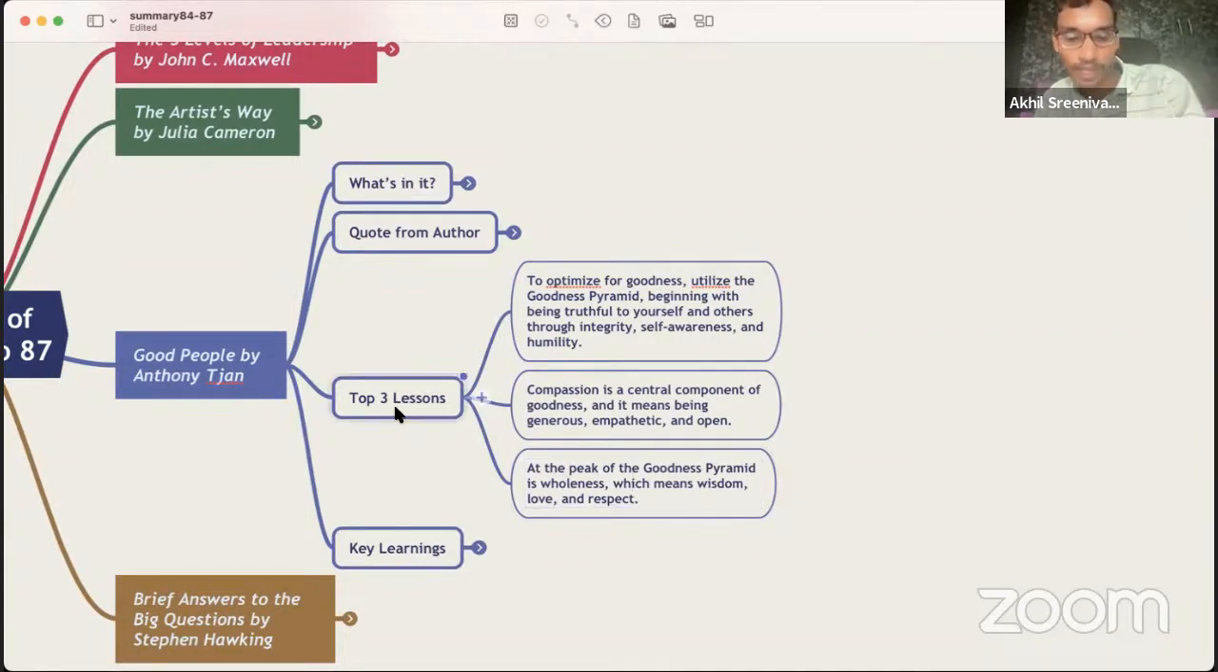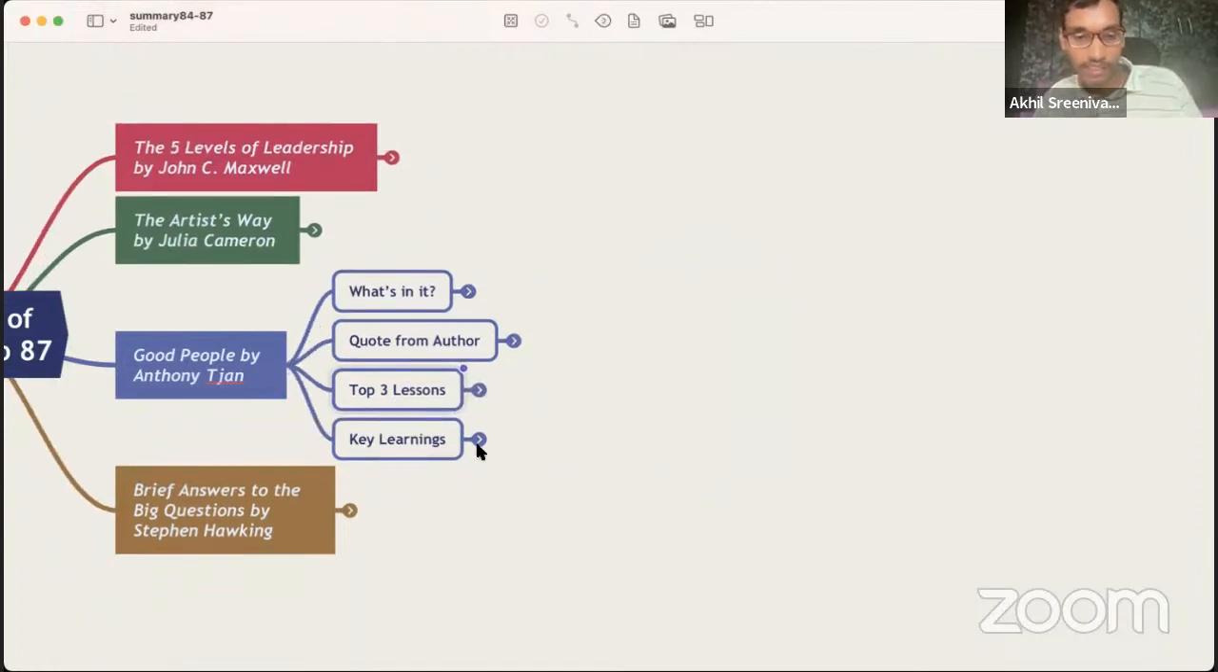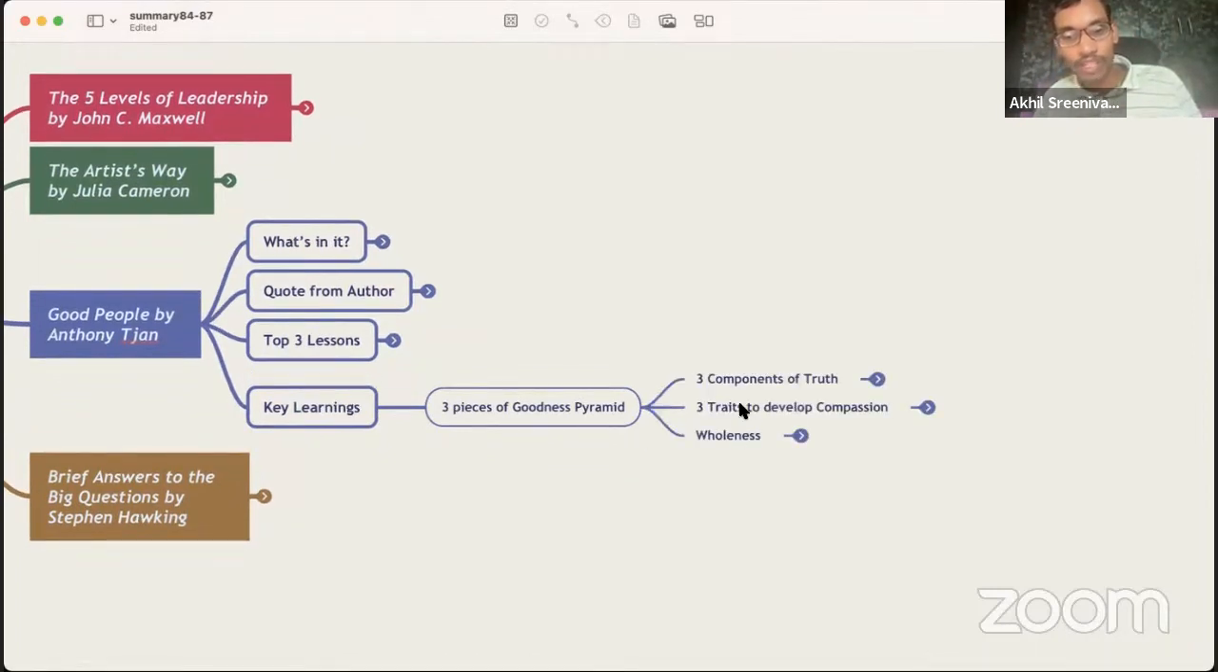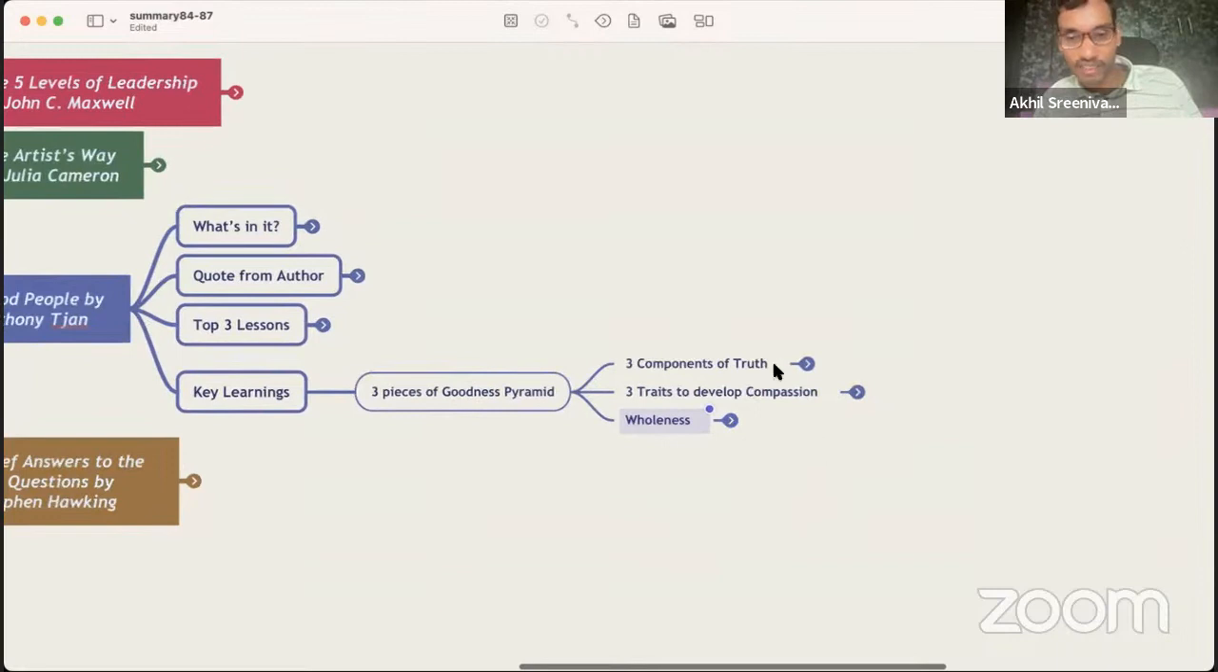Let us see the goodness pyramid again in the key learnings. So 3 pieces of the goodness pyramid. I recommend you take the digital notes of this, which is more important. There are 3 pieces for the goodness pyramid. First piece is truth. Second piece is compassion. Third piece is wholeness. TCW: truth, compassion, wholeness. So let us see each and every category, 3 things.